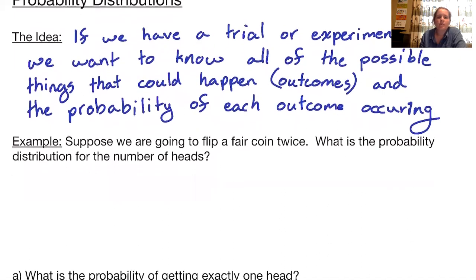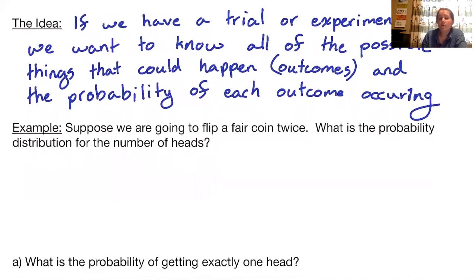So here, suppose we were going to flip a fair coin twice. What is the probability distribution for the number of heads? So we can figure out just in theory what we would expect to happen. If we flip a coin twice, I'm going to make something called a tree diagram. On the first flip, we can either get heads or we could get tails.